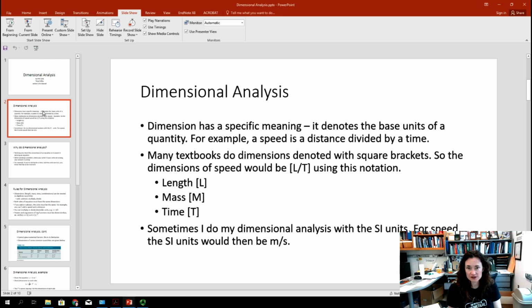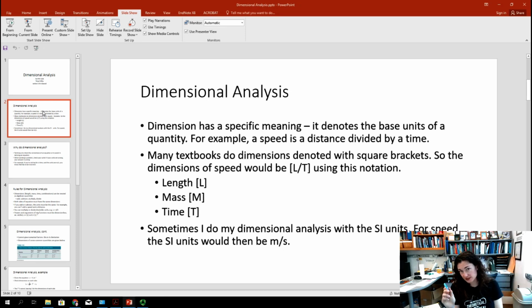Oftentimes, textbooks use a specific notation to indicate the dimensions of something. In particular, they like to use square brackets to alert you that they're talking about a dimension and not a variable, for example. So the square brackets are there to help guide your mind and eye. And then they use symbols like capital L for length, uppercase M for mass, and uppercase T for time. So a lot of textbooks do that.